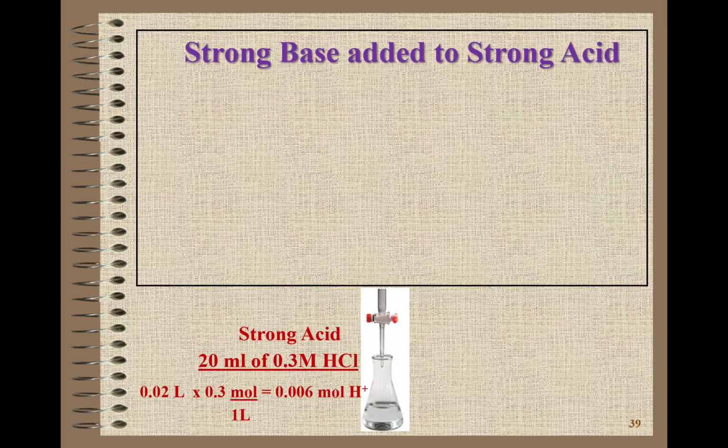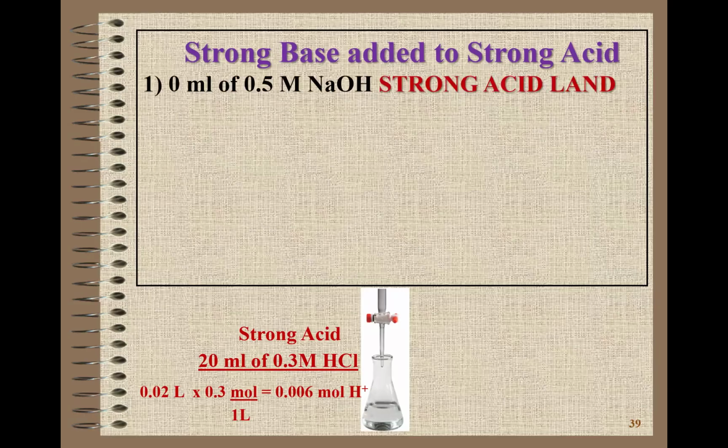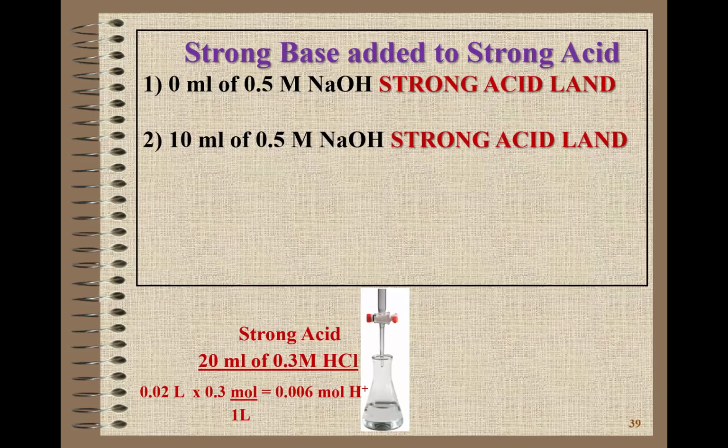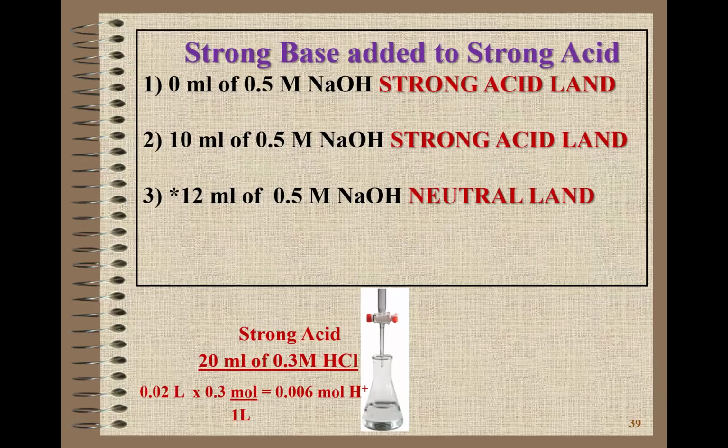So that's what I just said. We actually have 0.06 moles of H plus all the time. All right, number one, when we have no base, we haven't added anything yet, we're in strong acid land. And as we're going to see, when we add 10 milliliters of base, we're still in strong acid land. When we get to 12 milliliters of that concentration of base, we're in neutral land, because the equivalence point is when the moles of H plus are equal to the moles of OH minus. And just the same as the strong acid, the strong base, when that breaks up, you're going to get Na plus and OH minus, and these are the same because this completely dissociates. So the moles of this is equal to the moles of that.